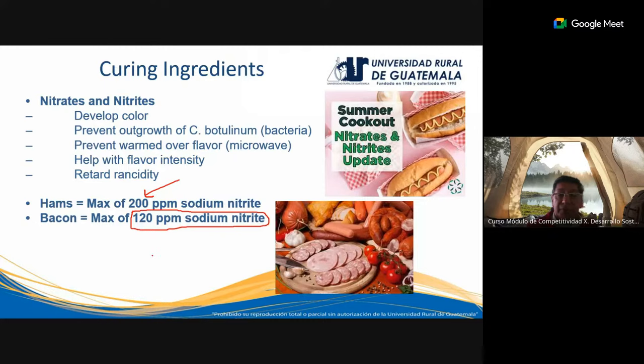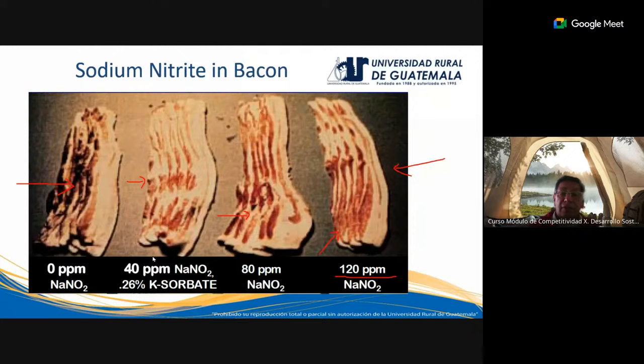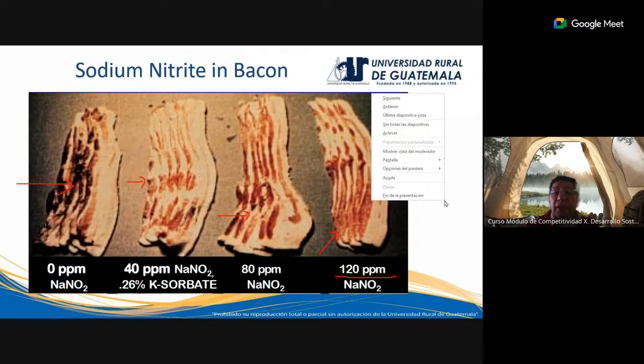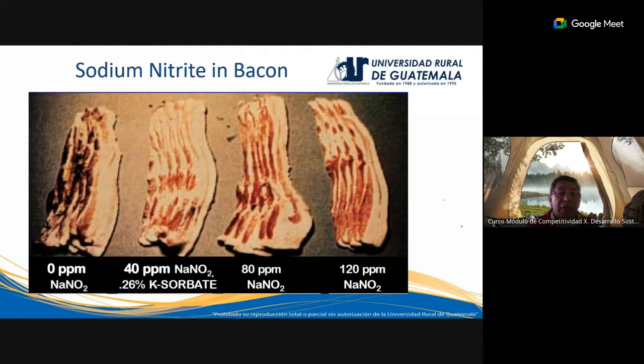Let me check another point. Yes, here we were talking that if we use different concentrations of sodium nitrite, the aspect of the bacon will change. So the best recommendation for bacon is this one, using 120 parts per million of sodium nitrite. So you can get this product at the drugstore to preserve your meats.